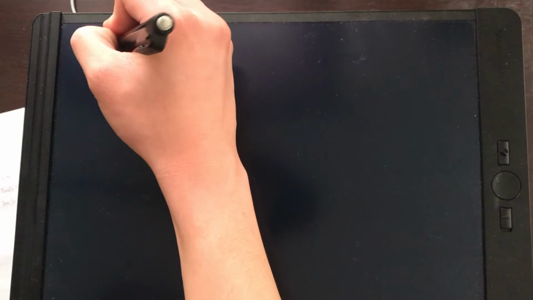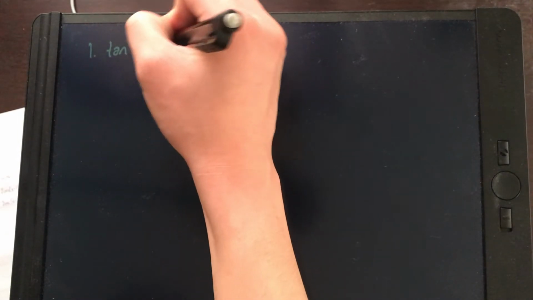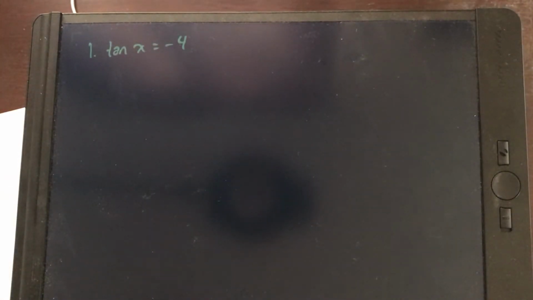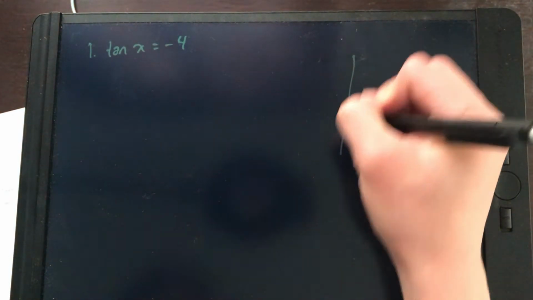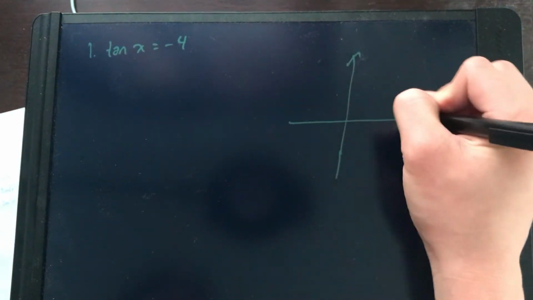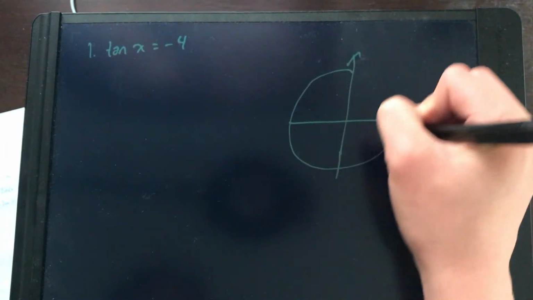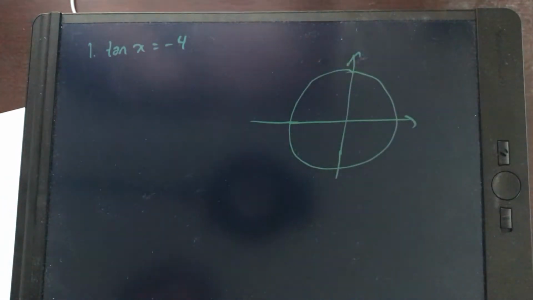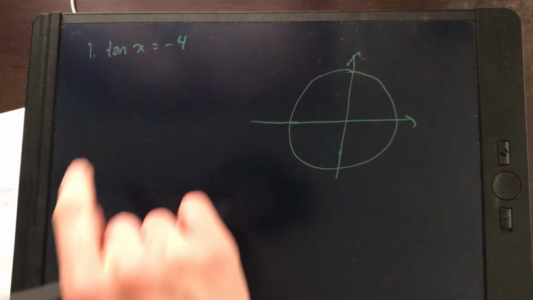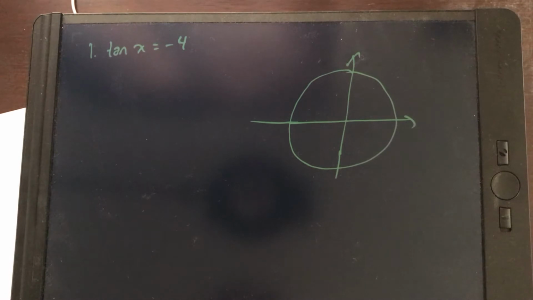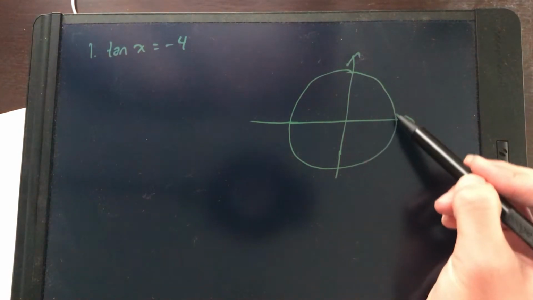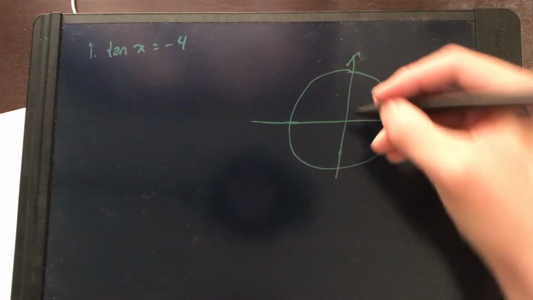Today we're just going to solve some trigonometric equations. The first one I have is tangent x equals -4. I'm going to use the unit circle here. So just draw a unit circle, just as a sketch to help you visualize the solutions. I'm going to think about tangent x as the slope of my terminal arm. So where might the slope of my terminal arm be -4?